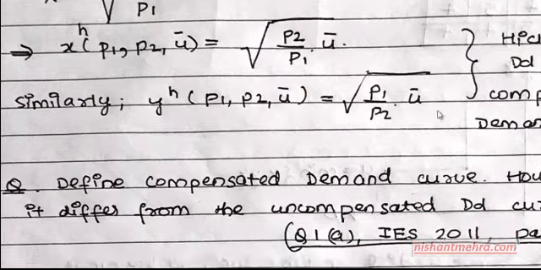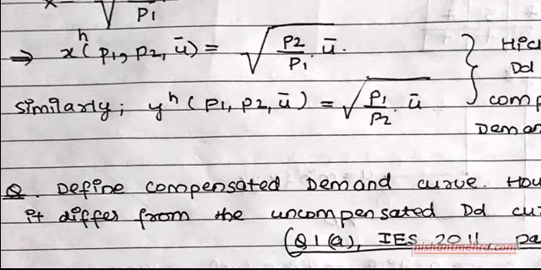Now there was one other question which was asked in the 2011 IES exam paper, question number 1a. It says: define the compensated demand curve. We've already defined that. And how does it differ from the uncompensated demand curve? Even though it is not asking you to derive the compensated demand curve, I've already told you one difference between them. Your uncompensated demand curve takes care of the total effect, which means both substitution effect and income effect, and the compensated demand curve only takes care of the substitution effect. Okay, we'll again look at this problem when we do the duality part of the syllabus.